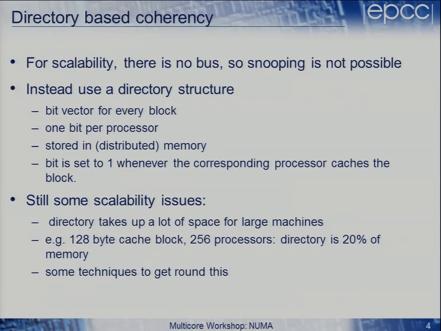Now this can get quite heavy, because if you've got a 128-byte cache block, and you have 256 processors, for each cache block of 128 bytes, you need a bit per processor to remember who's got it. So each 128-byte cache block comes with a 256-bit directory, which is 32 bytes. So actually, of your total memory, 20% of your memory is stored in the directory. So there are limits to this.